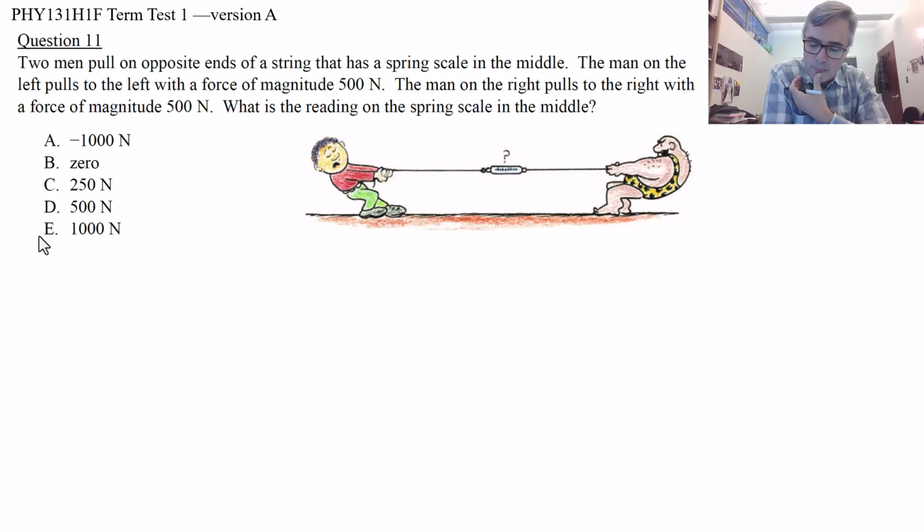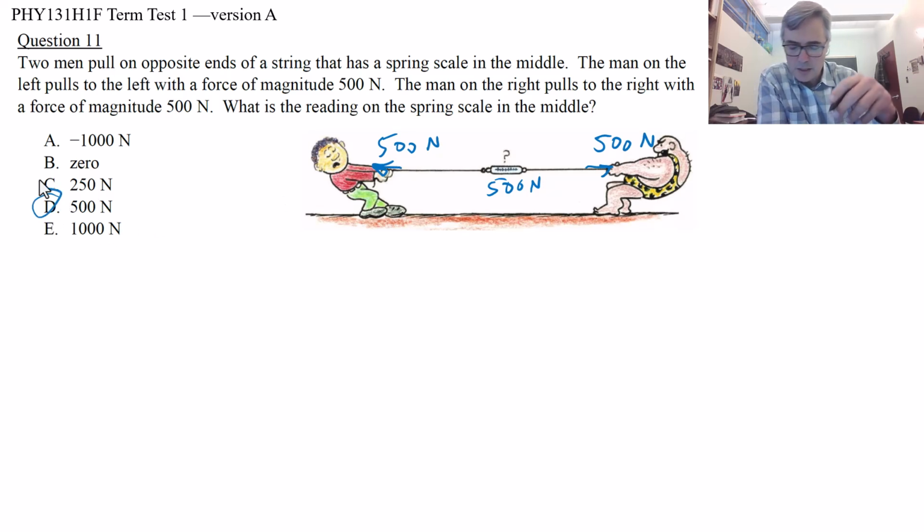Two men pull on opposite ends of a string that has a spring scale in the middle. The man on the left pulls with a force of 500 newtons to the left. Yeah, that has to be the same, so this scale will read 500 newtons, and it is D.